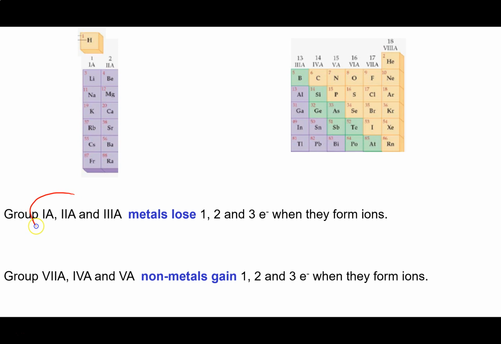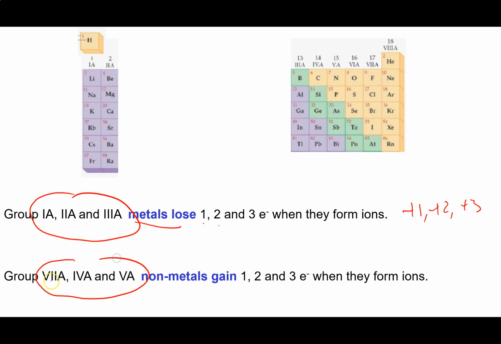So summarizing all of that, group 1A through 3A metals love to lose 1, 2, and 3 electrons when they form ions, forming +1, +2, and +3 ions respectively, whereas the non-metals in group 7A, 6A, and 5A love to gain 1, 2, and 3 electrons, forming -1, -2, and -3 ions respectively.